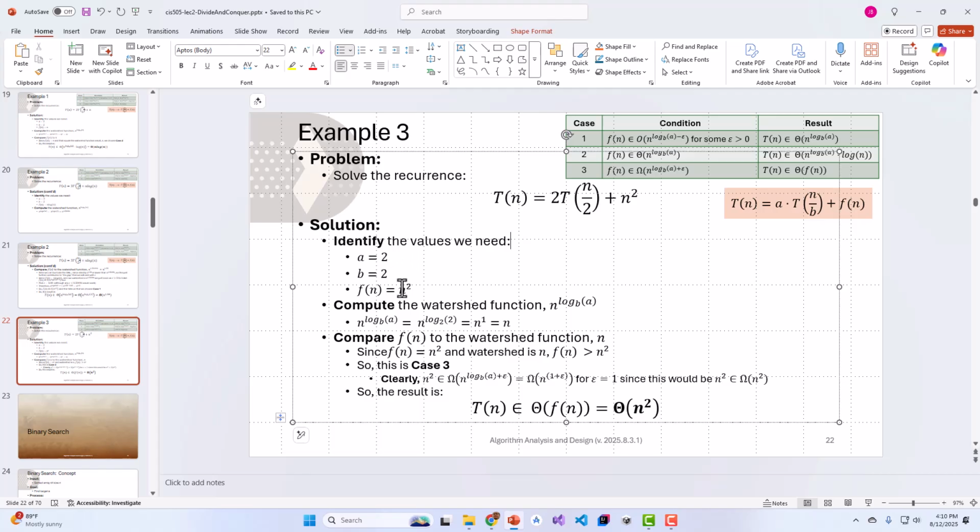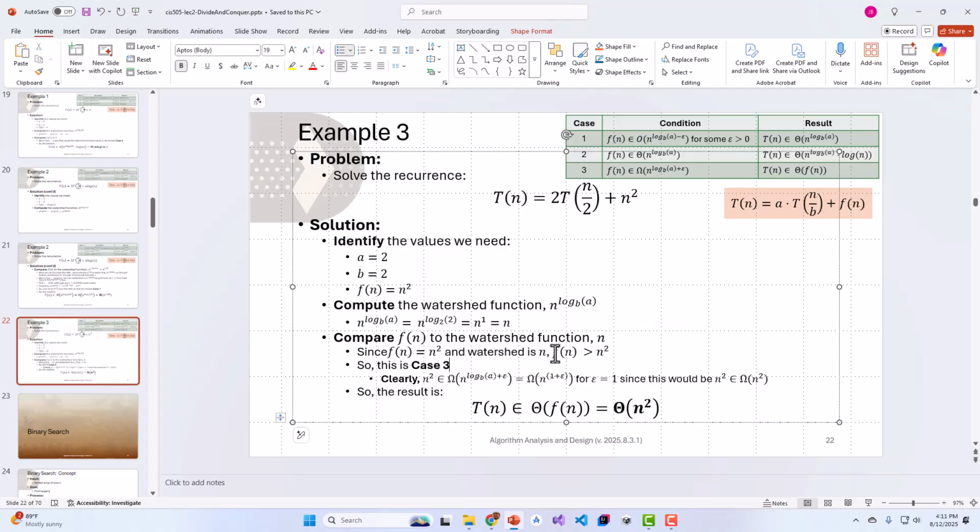A is 2, B is 2, f of n is n squared. So we've got the a, the b, and then the f of n, which is the n squared. Compute the watershed function. You end up with n to the power of log base 2 of 2. That's n to the 1, and that's n. Okay, so our watershed is n. Our f of n is n squared.